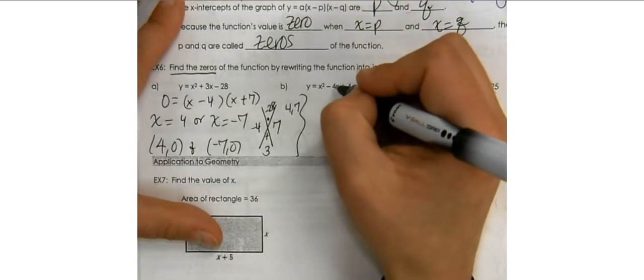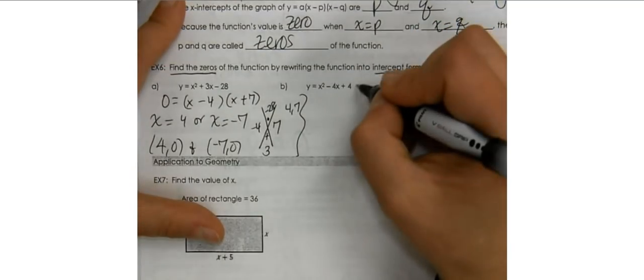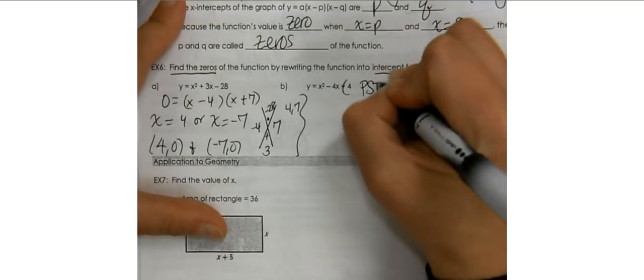For letter B, we have x squared minus 4x plus 4. And what I notice here is that my first term is a perfect square number. My last term is a perfect square number. So this is actually a PST. This is a perfect square trinomial. So I'm going to start off by replacing y with the number 0.